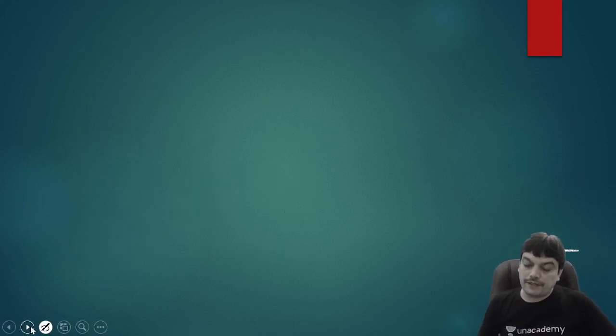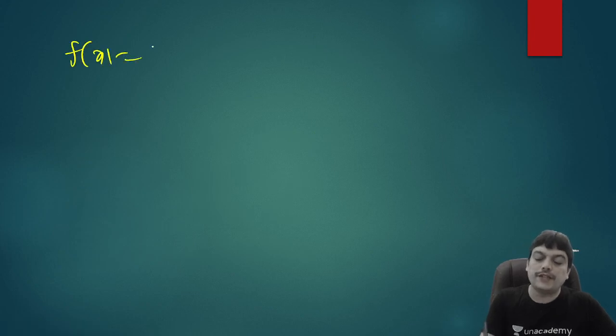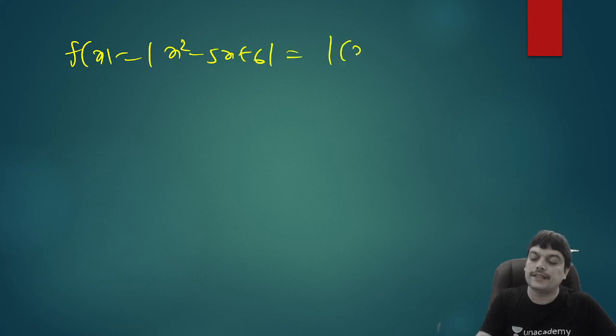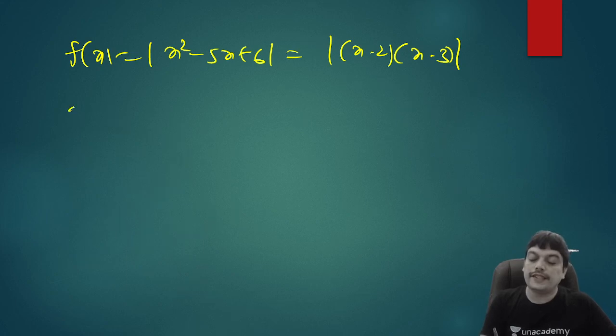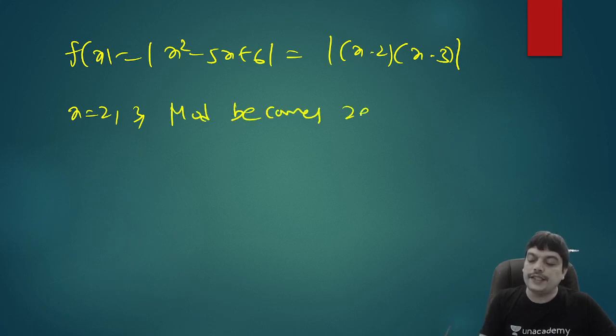So remember, whenever you are given a function with mod like this, when you factorize the term inside the mod here, it is giving you x minus 2 into x minus 3. So where this mod becomes 0, at 2 and 3, at such points, it will not have a derivative. So whenever this mod becomes 0, so you can say that x equal to 2 and 3, modulus becomes 0. So at such points, usually derivative is not defined. So 2 and 3 will not be there in the interval. So we have to check for the other case.